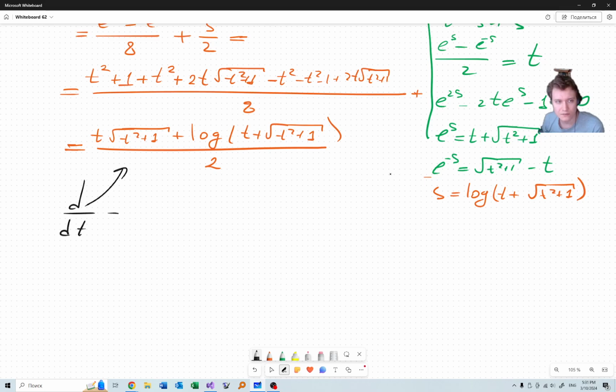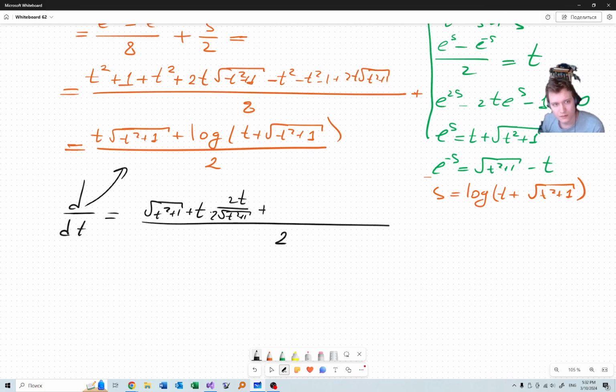d dt of this equals square root of t squared plus 1 plus t times 2t over 2 square root of t squared plus 1, plus 1 over t plus square root of t squared plus 1 times 1 plus this again, so t over square root of t squared plus 1.